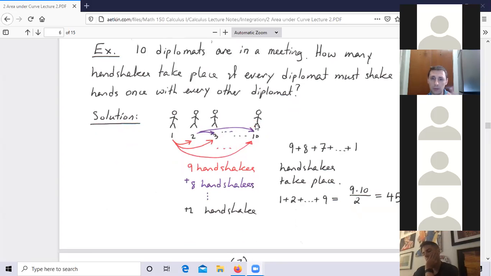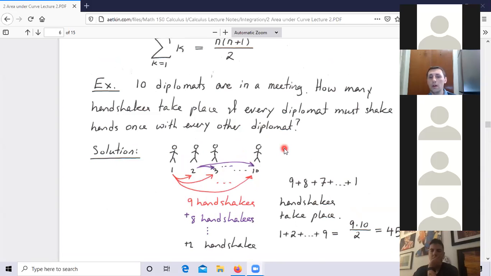9, will then add 1 more handshake. So it's 9 plus 8 all the way plus 1. So the answer is 1 plus 2 plus 3 plus 4 all the way to 9, which is 9 multiplied by 10 divided by 2, or 45 handshakes must take place. Do you understand?